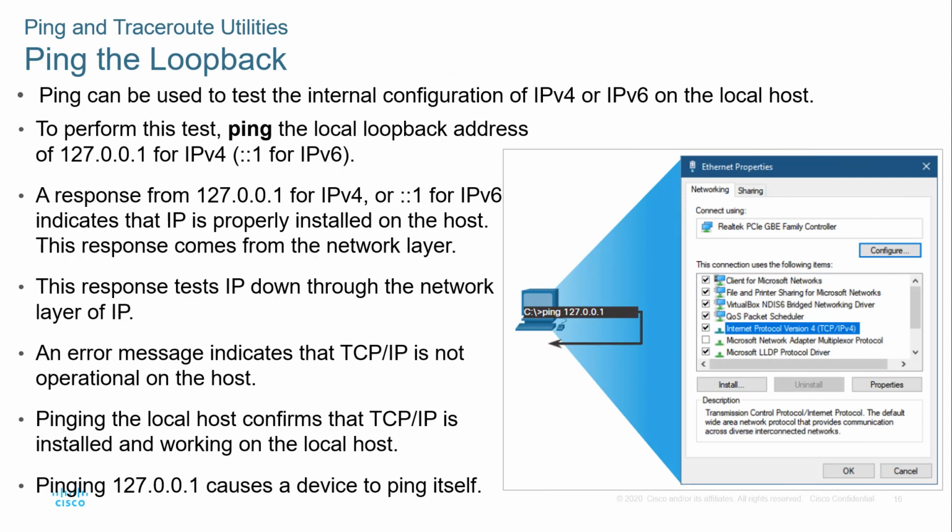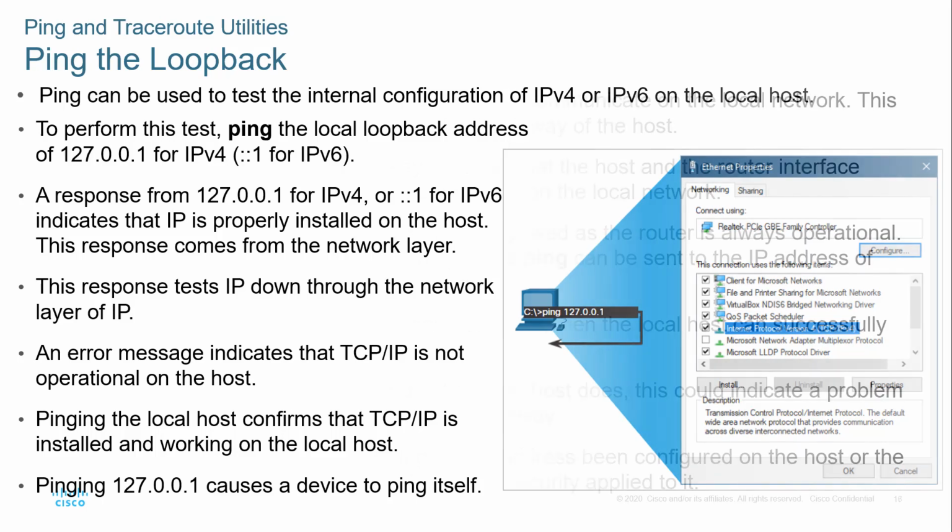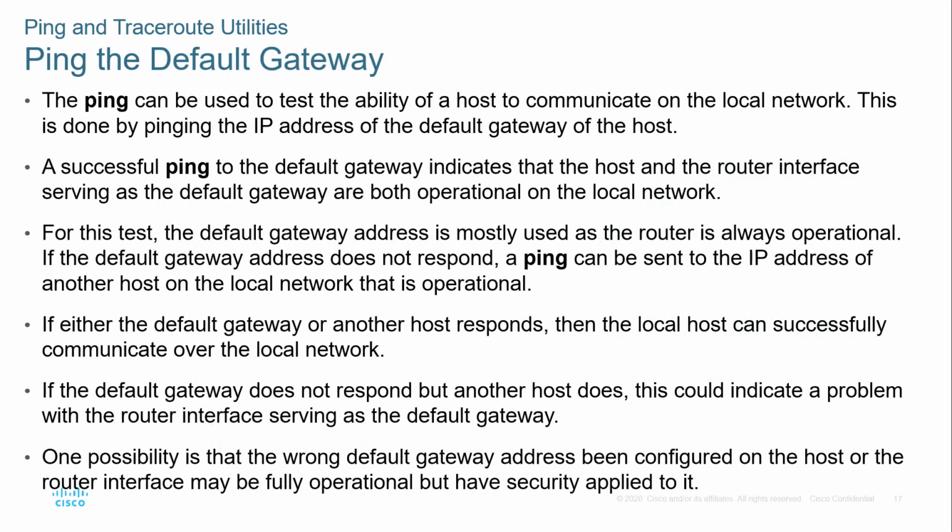Again, 127.0.0.1 is a loopback address. If we're dealing with IPv6, it would just be ::1. This basically checks the TCP/IP stack and the internal NIC. If this does not respond, then there's something wrong with TCP/IP on the host device or the NIC itself. This is pretty rare, but not that hard to test.